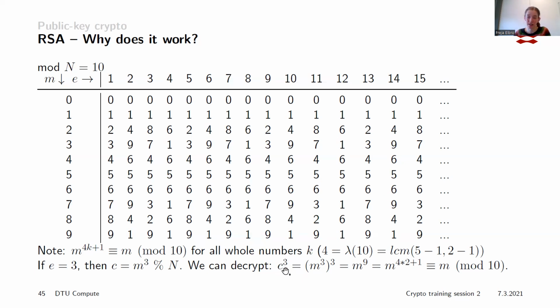So d is 3. If I take my ciphertext to the power 3, then I get the same as if I take my message and raise it to the power 3 and then raise that to the power 3. So this is my message to the power 9. And again, 9 can be written as 4 times something plus 1. And we know that the message to the power 4 times anything plus 1, that's just the message again. So here we just saw the magic again. Because d and e are inverses modulo 4, and because 4 has this magical property up here, that's the reason why when I take my ciphertext and raise it to the power d, then I get back my message. Pretty cool, huh?